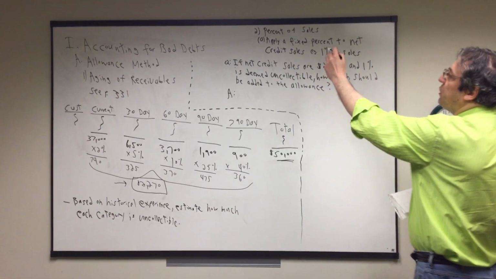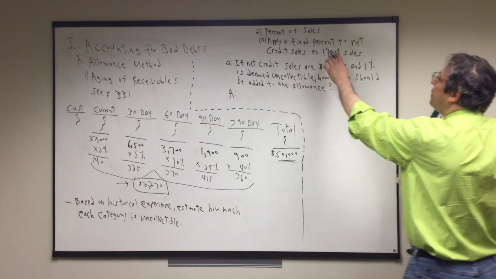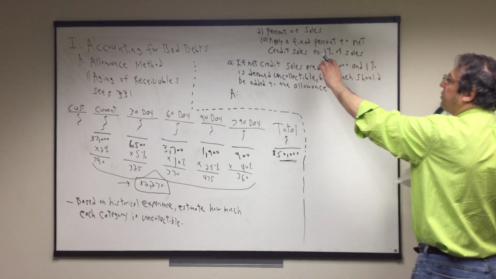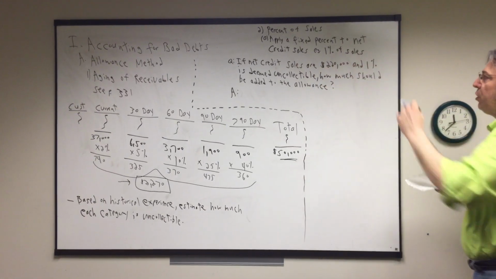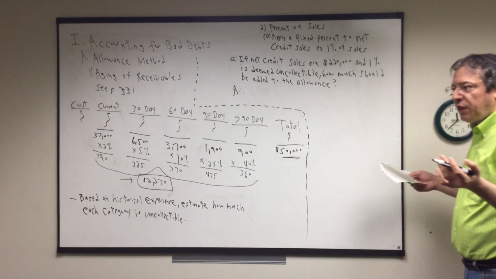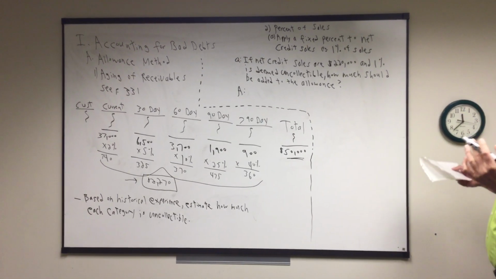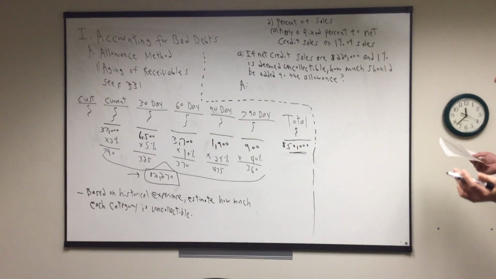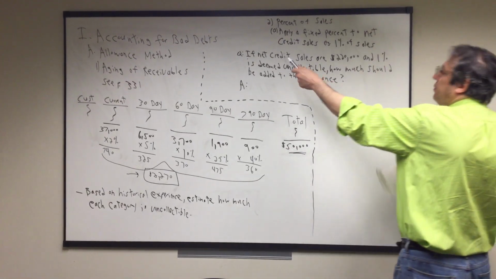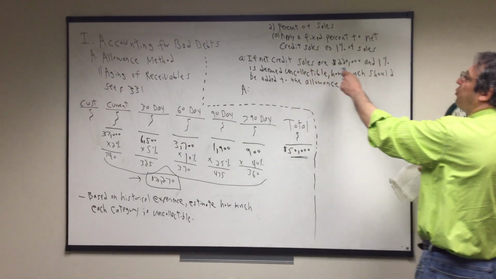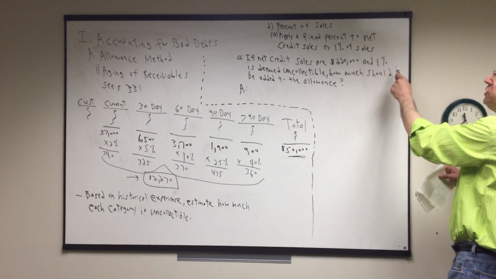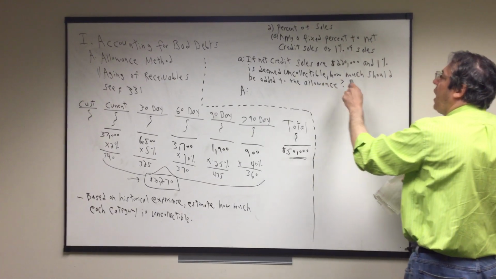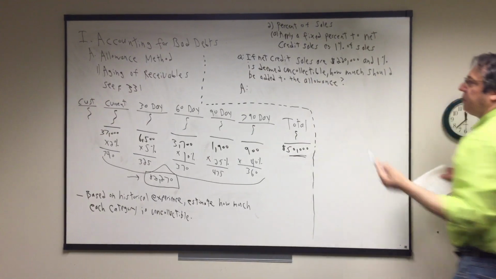Right, so the other way of doing the allowance method is called percent of sales. Under the percent of sales method, what we do is apply a fixed percent to the net credit sales, for example, 1% of sales. So a company may say, for every credit sale we do, we take 1% of it and increase our allowance by that amount. So here's an example. This is pretty easy, by the way. If net credit sales are 220,000 and 1% is deemed uncollectible, how much should be added to the allowance?